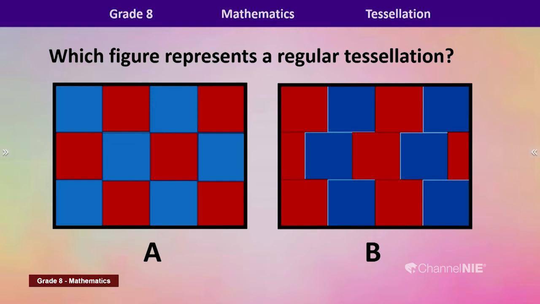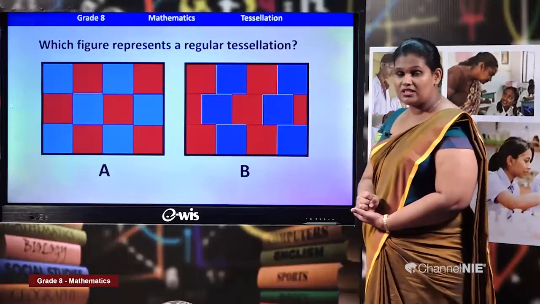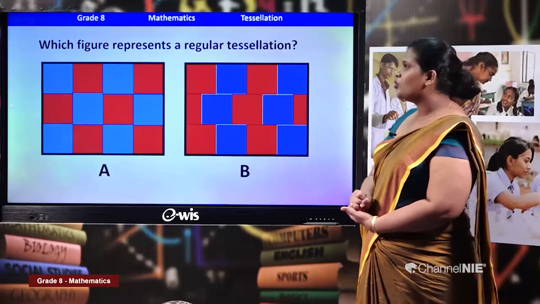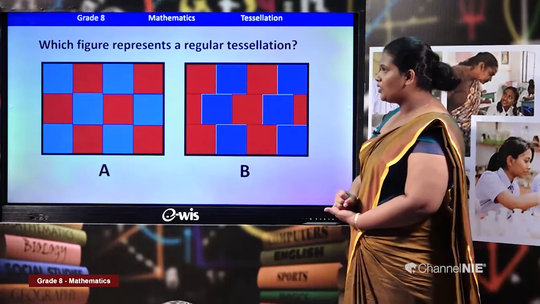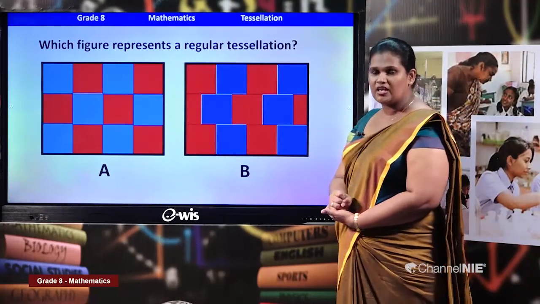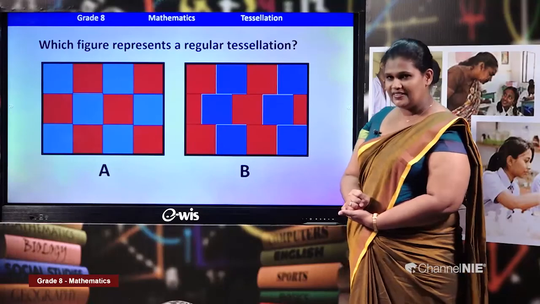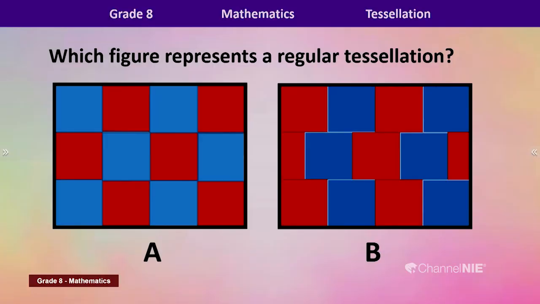We will see. Have a look at picture A. Once again, here we have got a regular polygon, so no issue on the first point. So, we have to think about the second point now. All the vertices should coincide on one point. So, can you clearly mention a vertex point in figure A? Yes, we can. That means figure A consists of a regular tessellation.